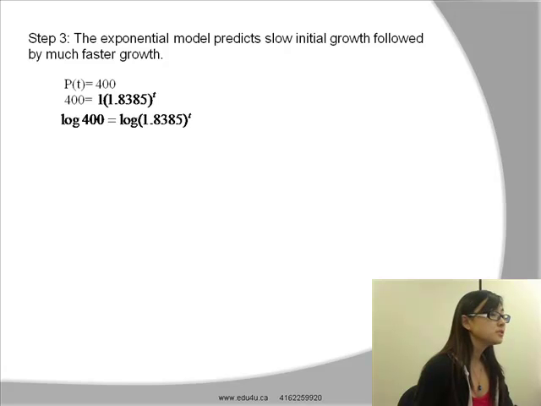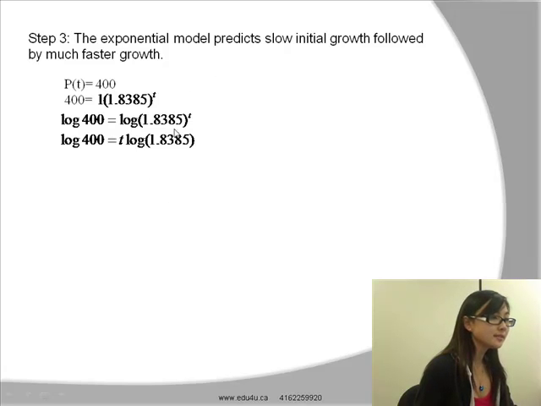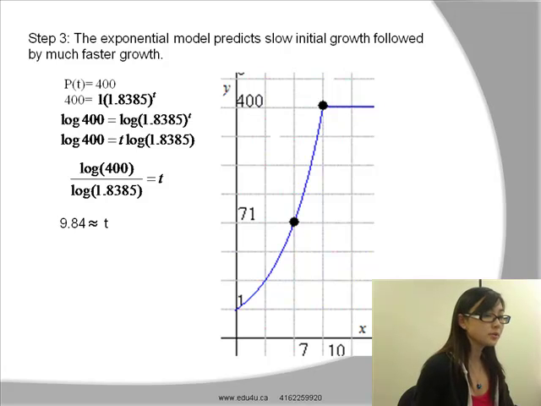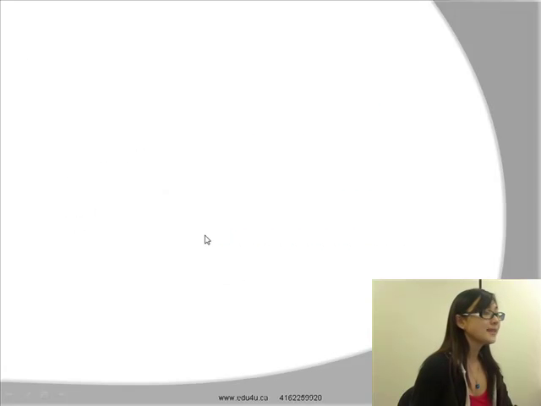So how long will it take to get 400 people? We solve using logarithms. So we log both sides, and then we can take the t down to the front and divide both sides by log of 1.8385, and t will be 9.84. The graph will look something like this. If we use the exponential model instead of the linear model, you can see that it will take way less time for 400 people to get infected. It took 40 days in the linear model, but in this case, it only takes around 10 days.